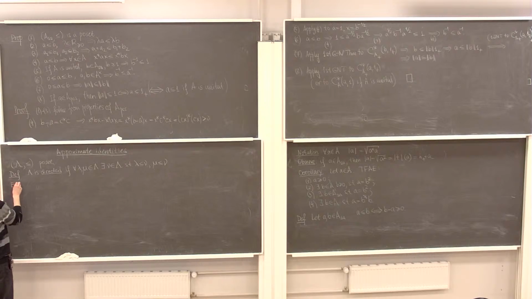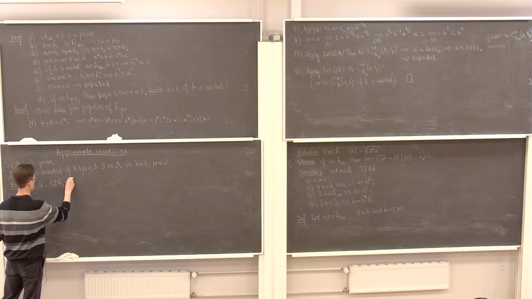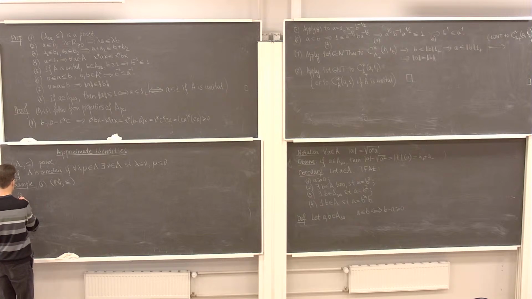Well, two typical examples to keep in mind is, of course, the set of all natural numbers with the standard order. Clearly, it is directed, and in fact, any other totally ordered set is directed. And another typical example is the following.